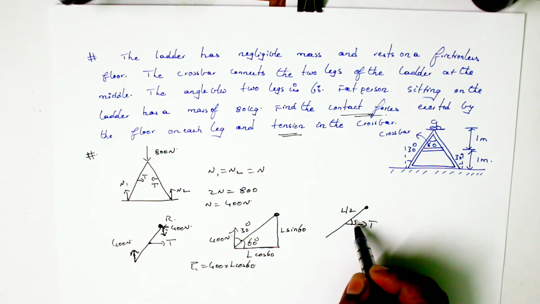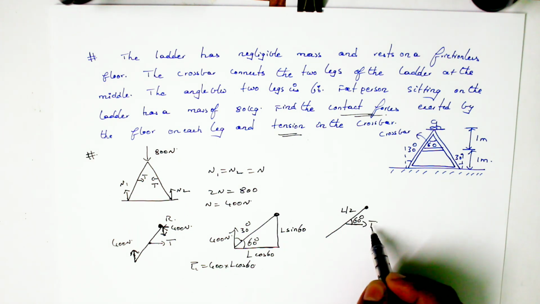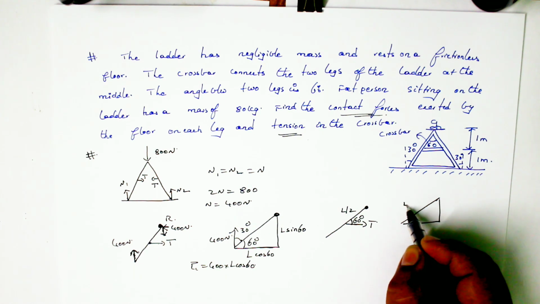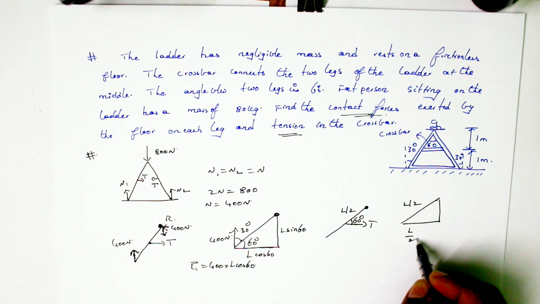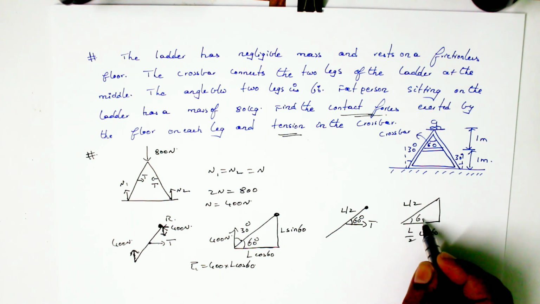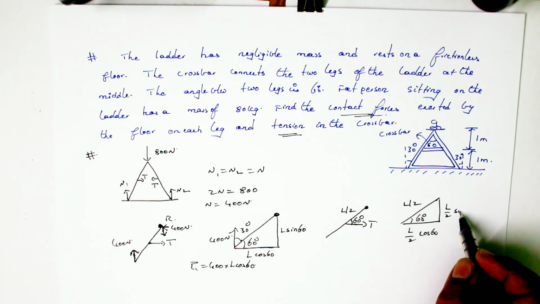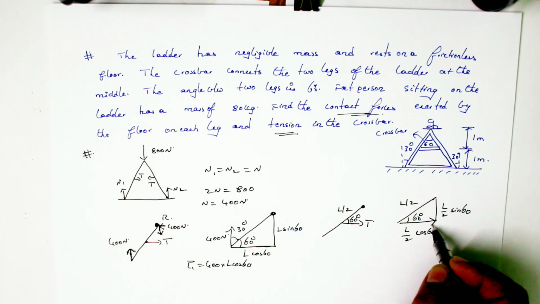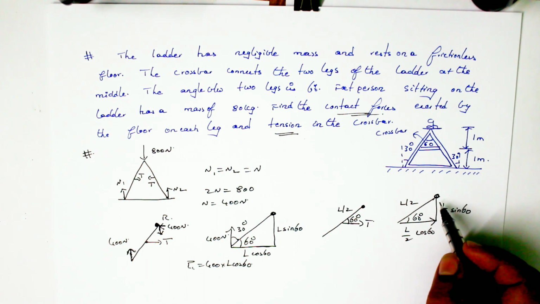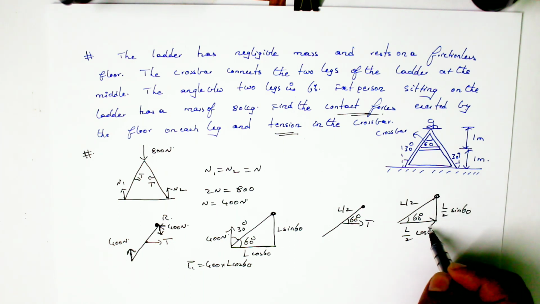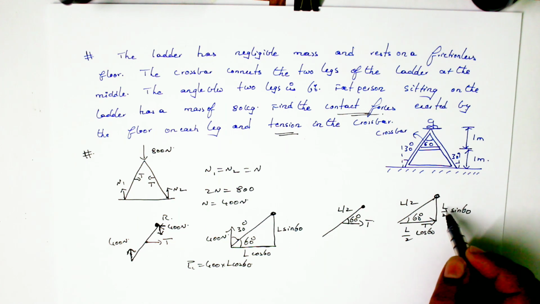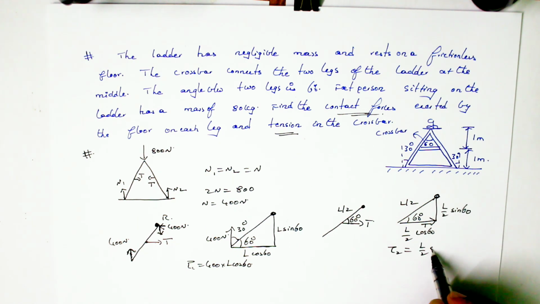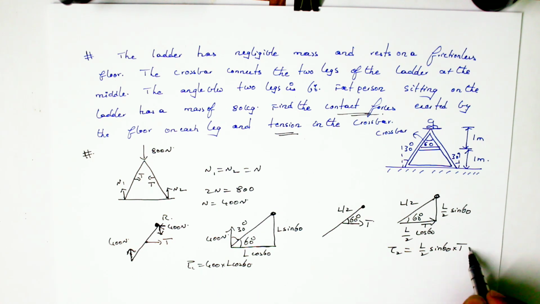If this angle is 60 degrees, then I can split these vectors like this. So this is L by 2, this is L by 2 cos 60, and this is L by 2 sin 60. So this is the direction of tension and this is my axis of rotation. From this axis, the tension force is at a perpendicular distance of L by 2 sin 60. So my second torque should be L by 2 sin 60 into the tension.